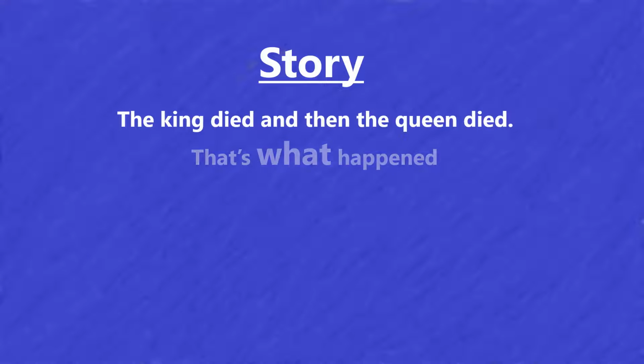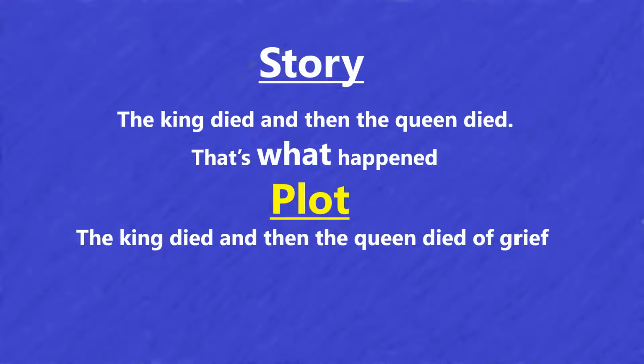Story: the king died and then the queen died. That's what happened. A plot is: the king died and then the queen died of grief. Grief is the why. It's the cause of the queen dying. So plot is what plus why.